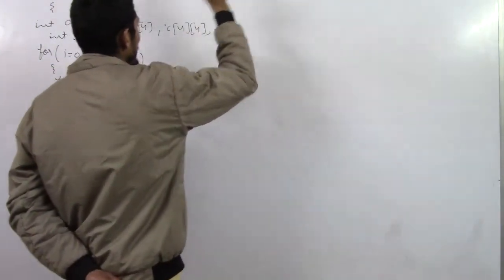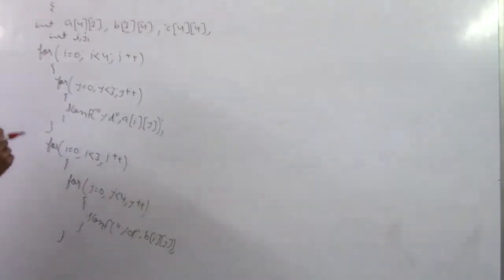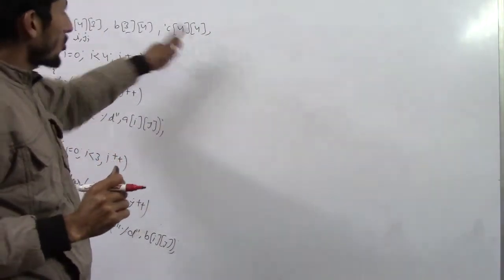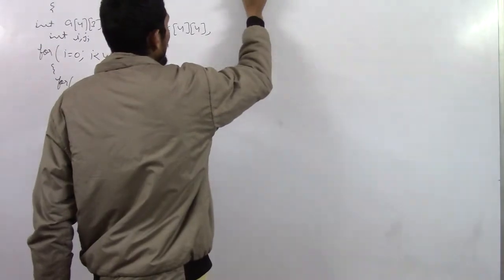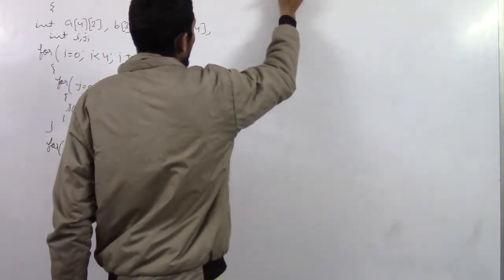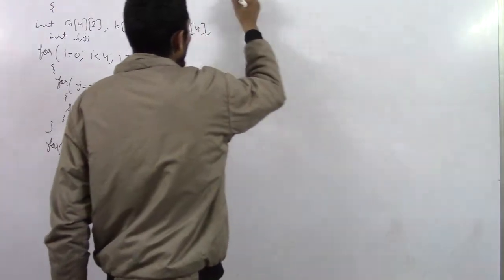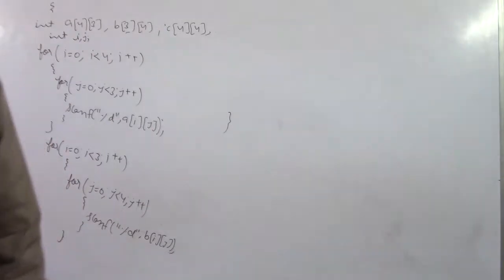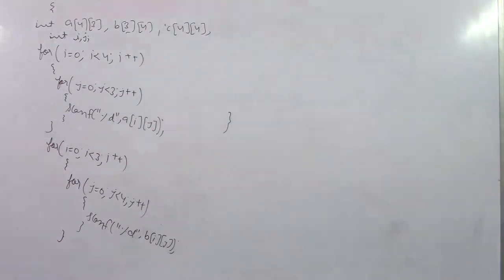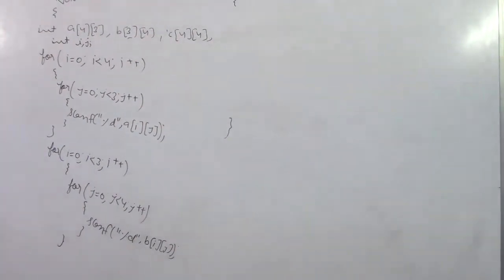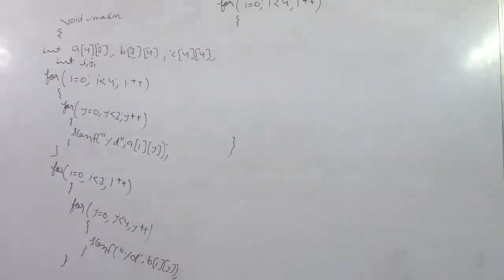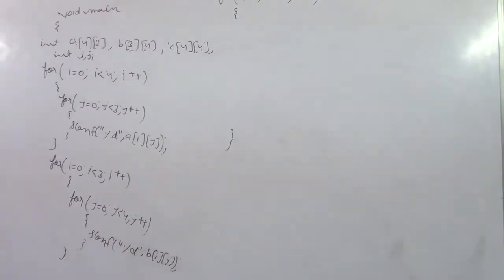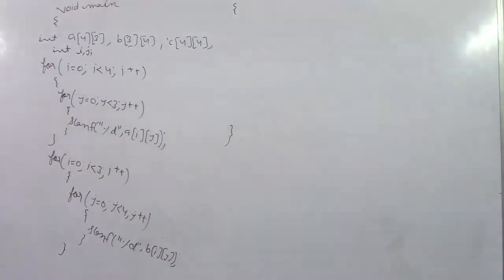So what will be the resultant matrix? The resultant matrix has 4 rows and 4 columns. So what I will write? For I equals 0, I less than 4 and I plus plus. Are you following this one? Let me explain to you. In order to multiply, what I have to do? I have applied the loop for the number of rows.